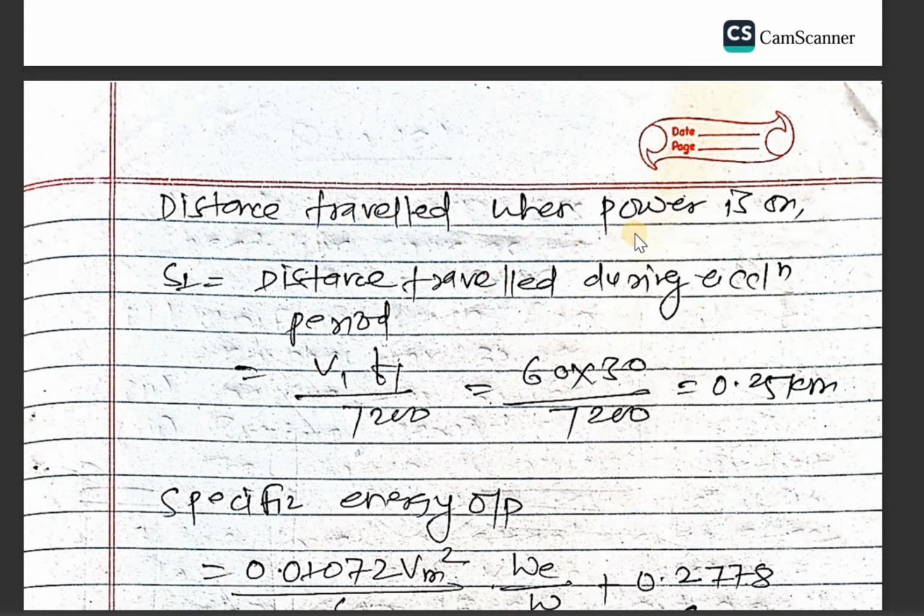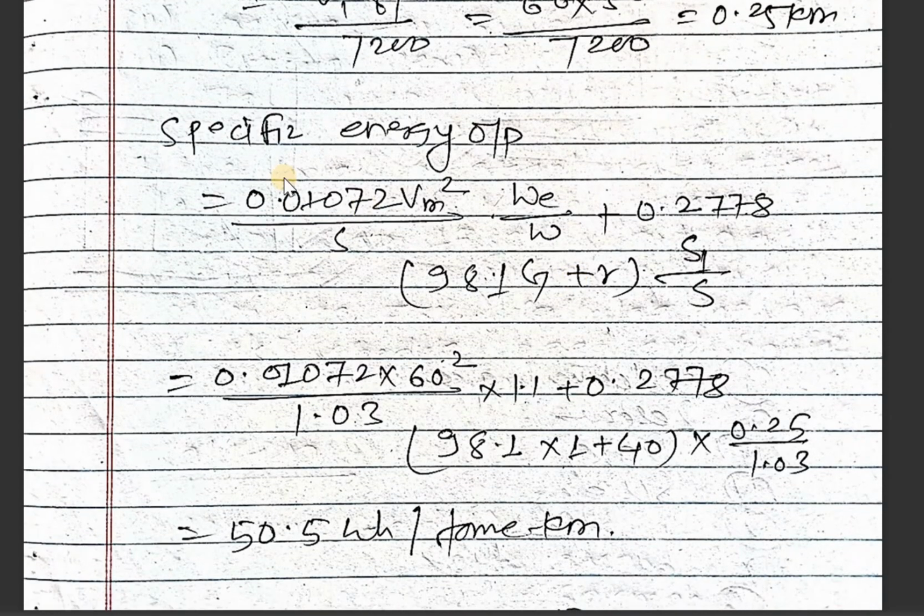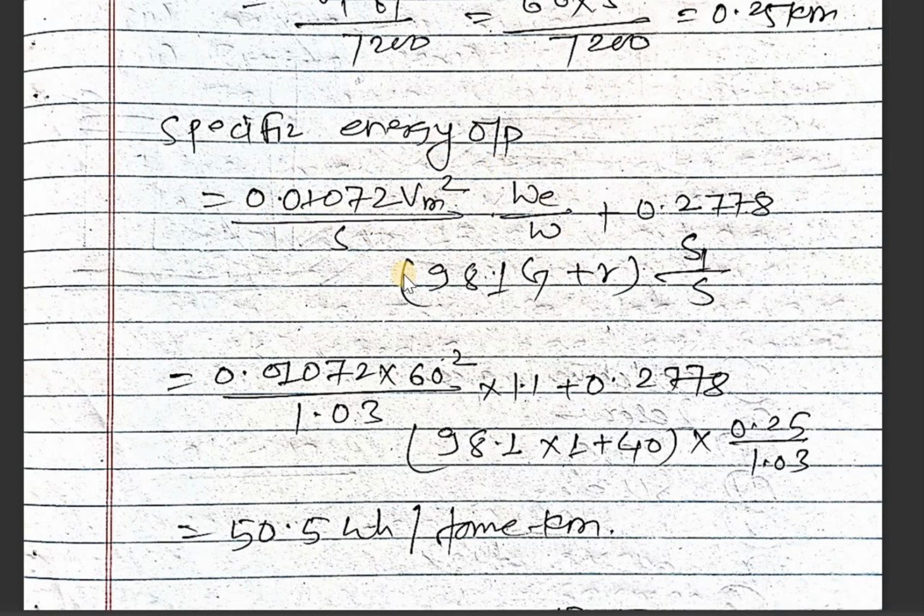And the distance traveled when power is on, that is S1. S1 equals the distance traveled during acceleration. So V1 t1 upon 7200, that is 60 into 30 upon 7200, which is 0.25 kilometer. And this is the formula for specific energy output: 0.01072 upon S into Vm square into We upon W plus 0.2778 into (98.1 G plus r) S1 upon S.